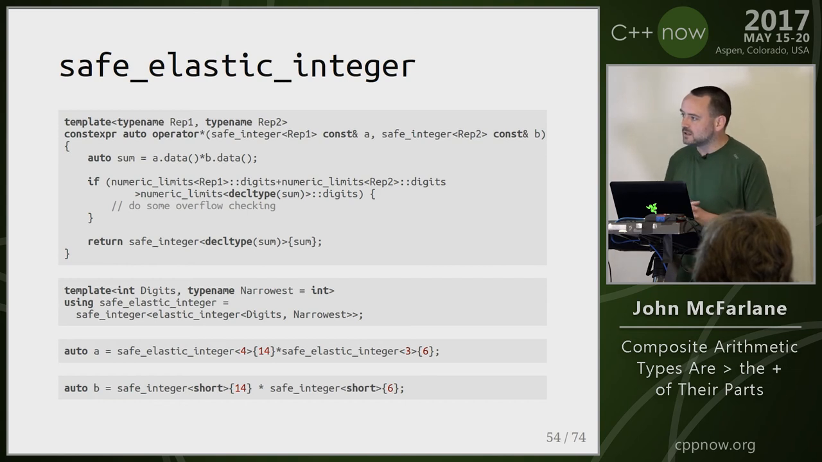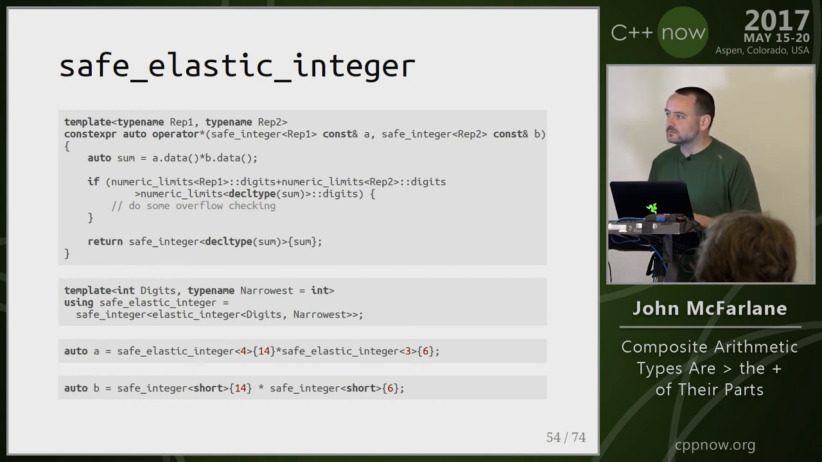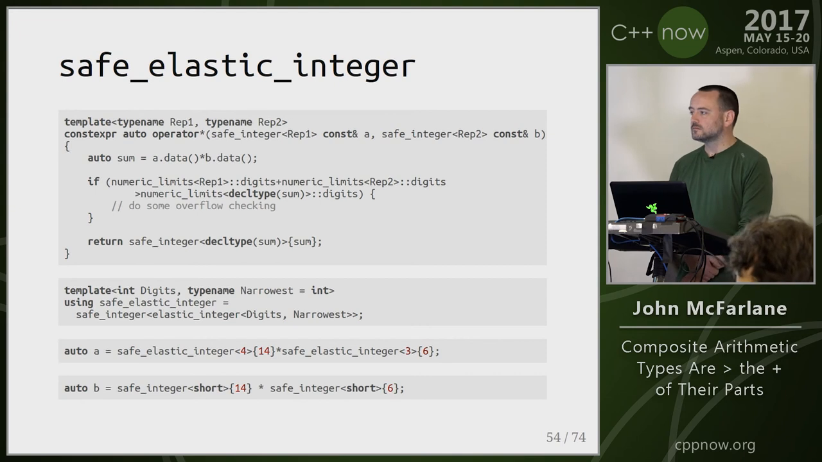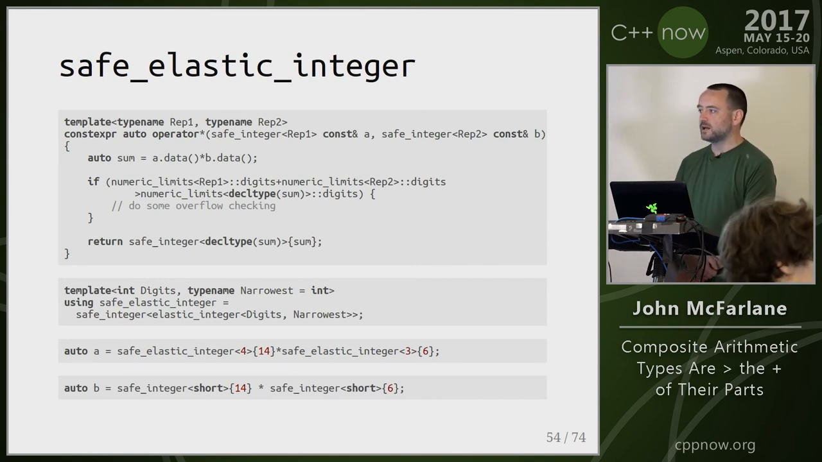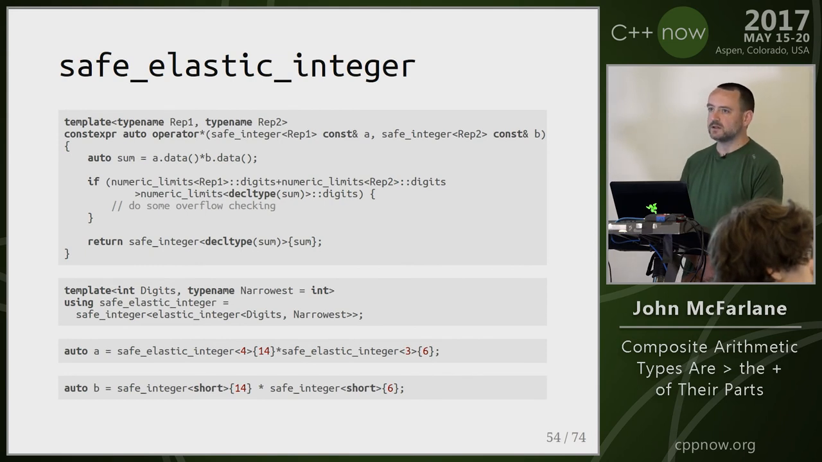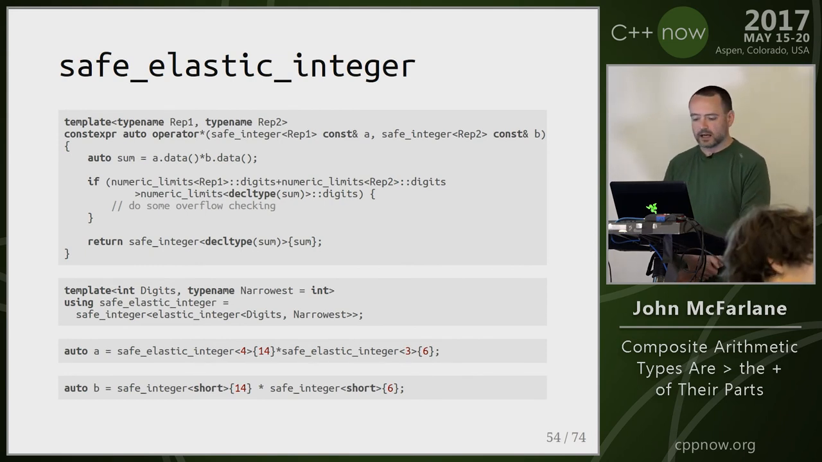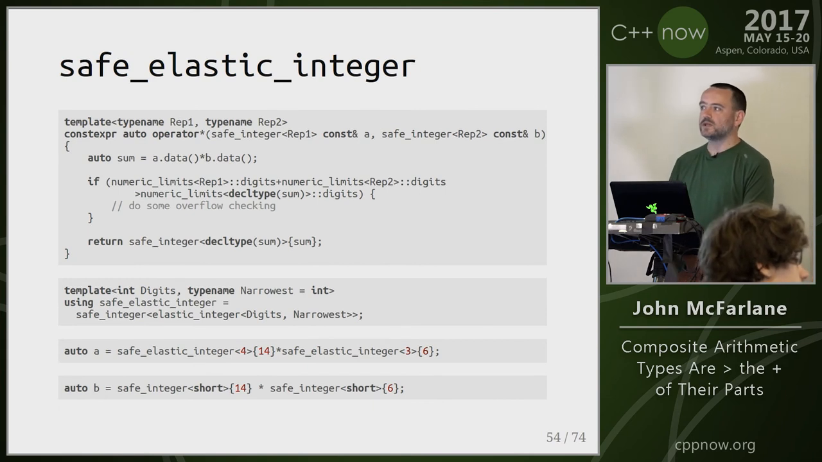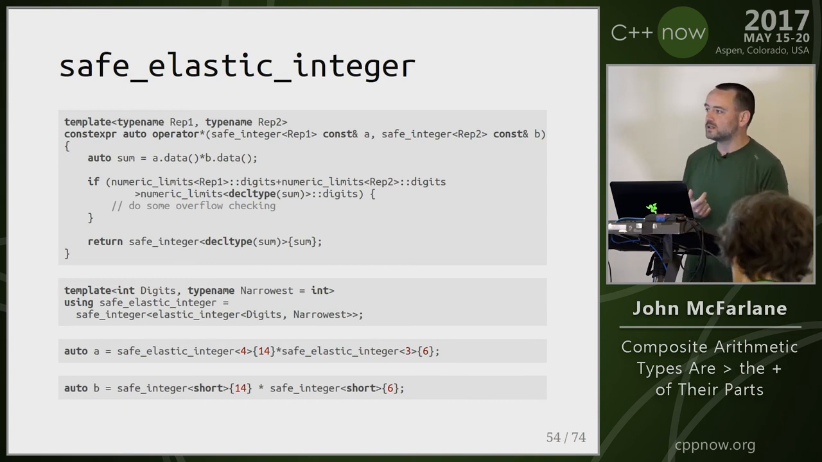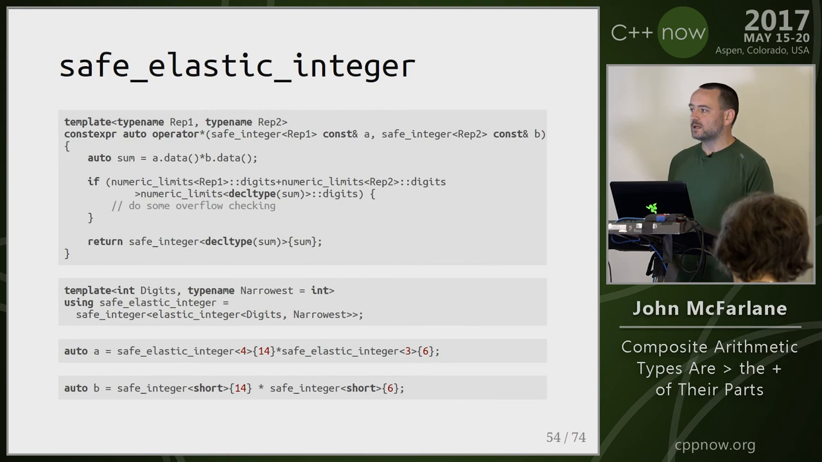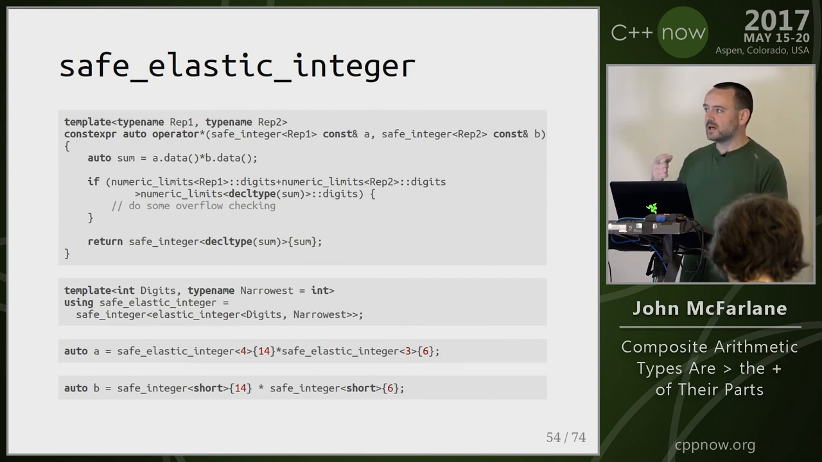Yes, another question? He touched on something I was thinking of. How does, say, elastic integer play with numeric limits? The question is, how does elastic integer play with numeric limits? Well, you have to specialize numeric limits for elastic integer. And then for the digits member, for instance, the value of that would be the digits non-type template parameter of elastic integer. So if you had a 4-bit elastic integer, then digits would equal 4.